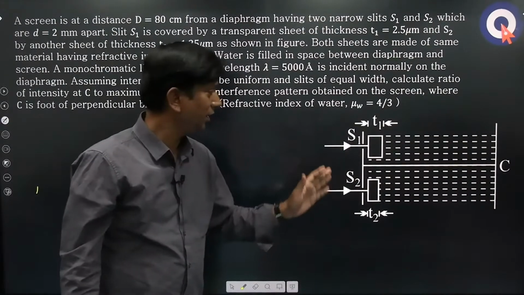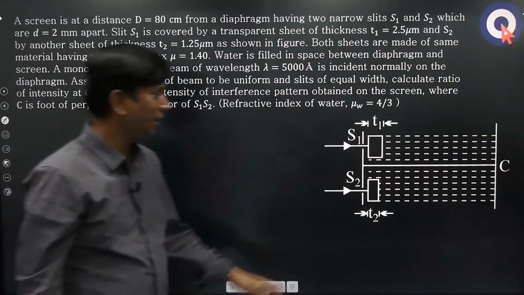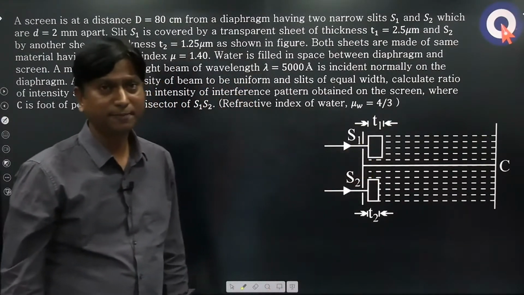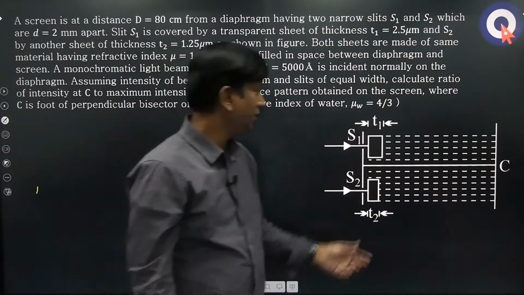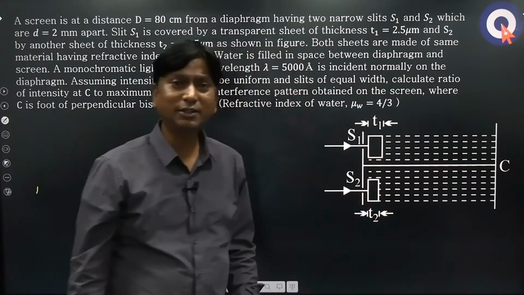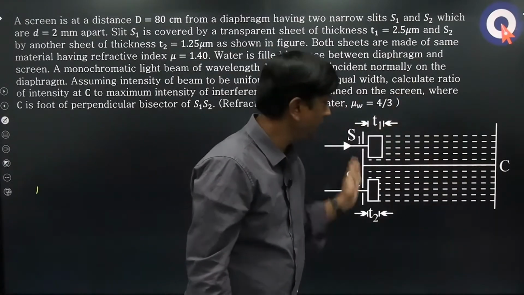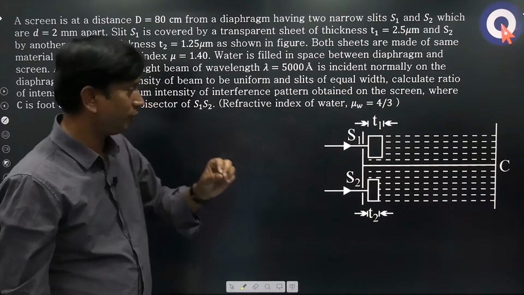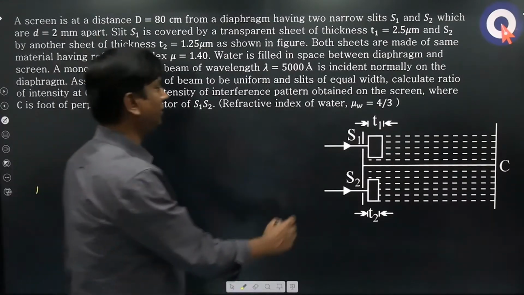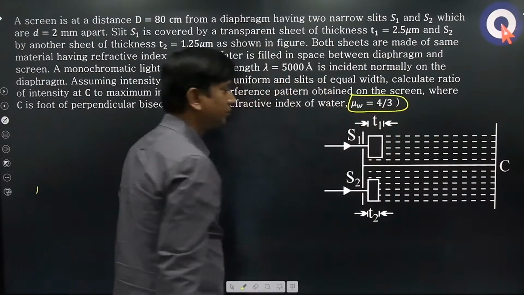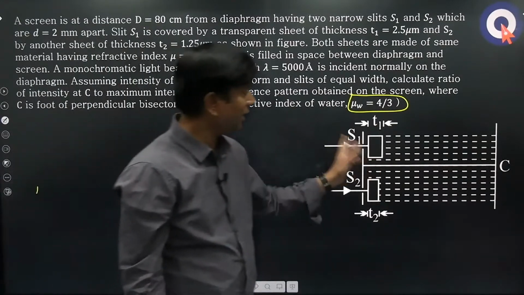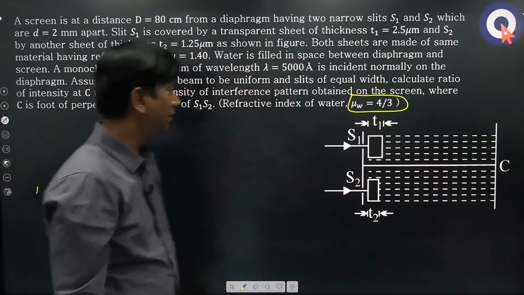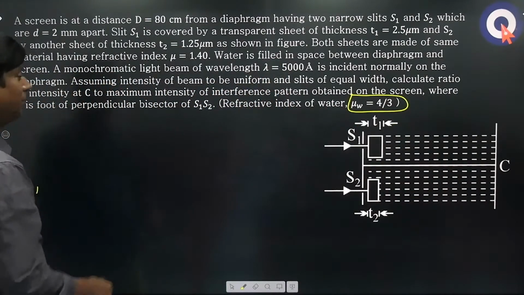So here, as and when we see the figure, we have two glass slabs, right? One has thickness T1, the other has thickness T2, and the whole medium is filled with water. Not only the glass slabs, water is also there, all this together. Okay, let me read the question.